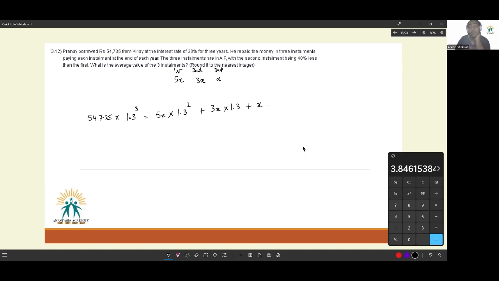Now 13 cube is 2197. So 54735 into 2.197. So I have 120,252.795 is equal to 1.69 into 5 plus 3.9 plus 1, 13.35x.